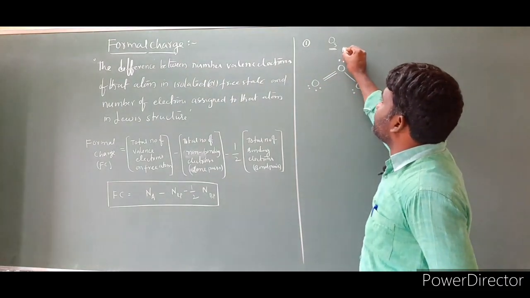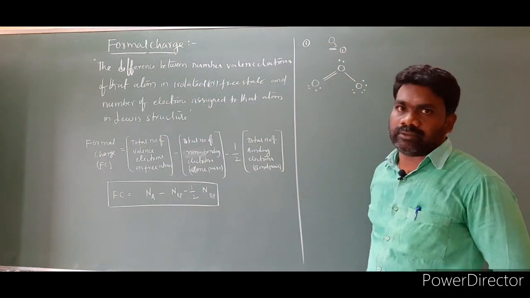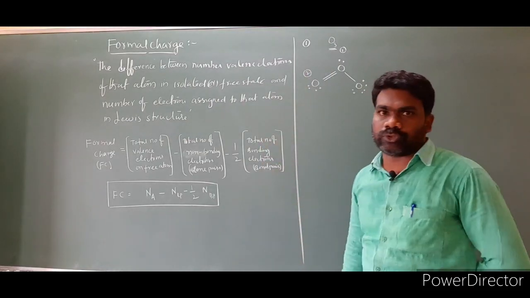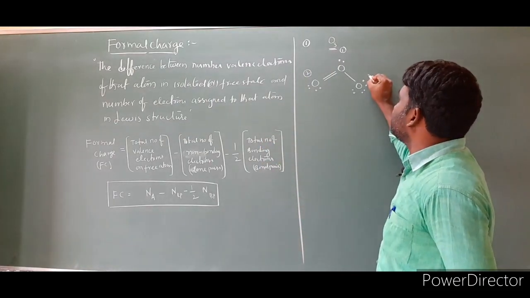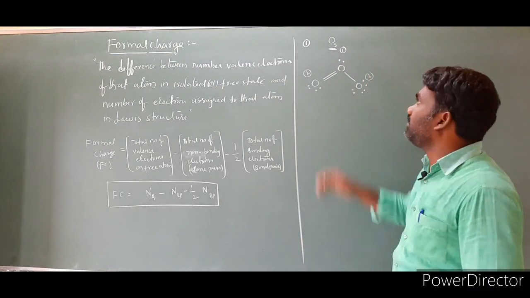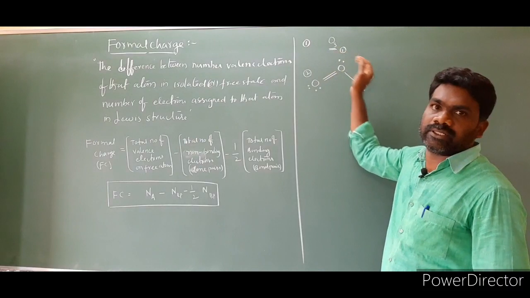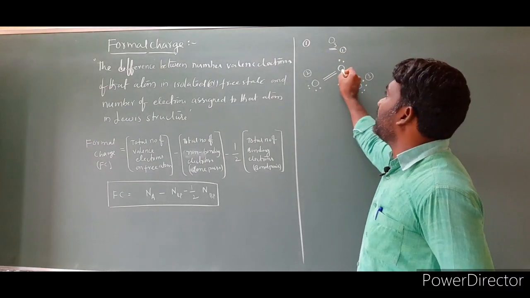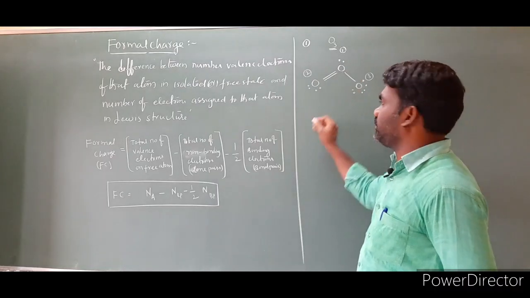Now this oxygen I am labeling as 1. This terminal oxygen I am labeling as 2, and this oxygen I am labeling as 3. There are 3 oxygens in the ozone molecule. I label them as first oxygen, second oxygen, and third oxygen. Then first we have to calculate the formal charge on the first oxygen.